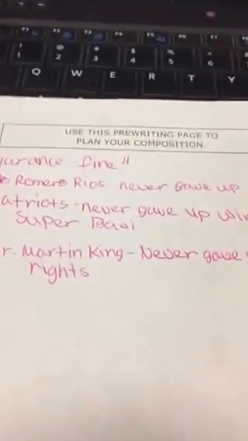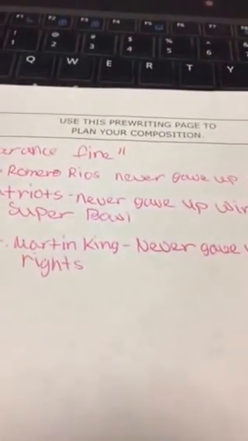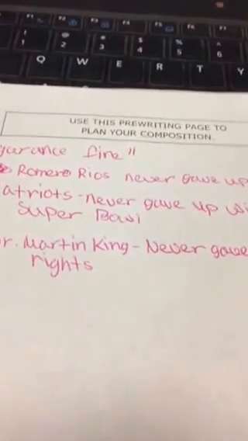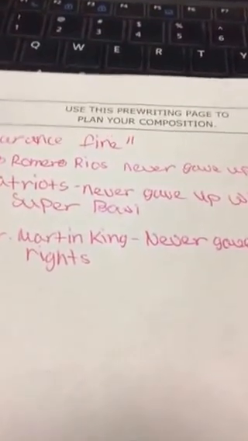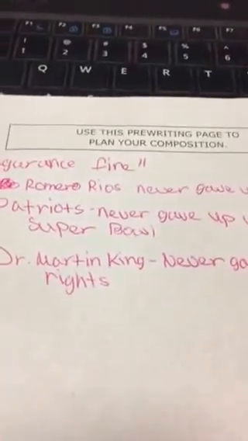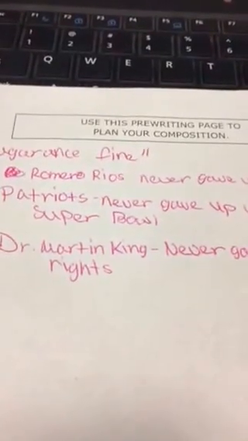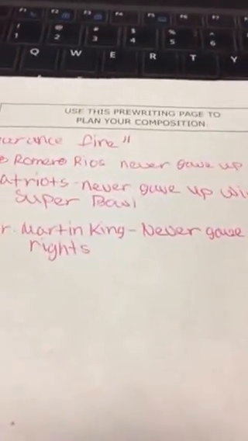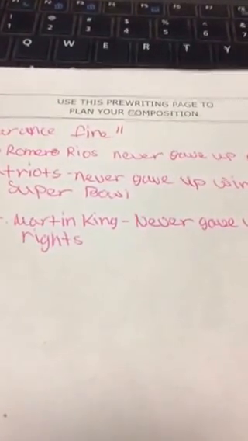For Sugarcane Fire, she could easily focus on Romero Rios and how he never gave up on pursuing Veronica, an 8th grader. And even though he didn't get her, he ended up getting something more awesome. He ended up getting her older sister, Annette. So that shows you the value of never giving up. Or she could talk about the Patriots, that even though they were behind in the second half, they never gave up on themselves and they found a way to win the Super Bowl and make history. And she could also talk about what our world would be like if Dr. Martin Luther King had given up on the civil rights movement.